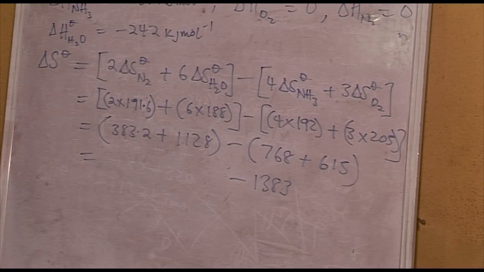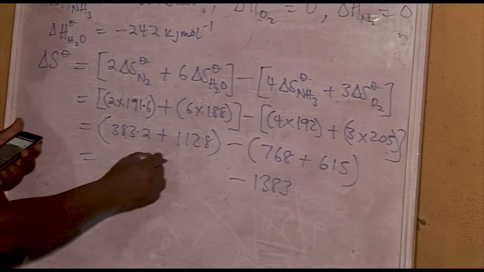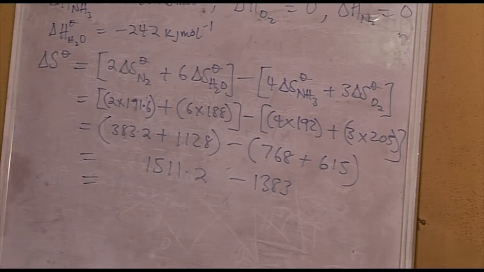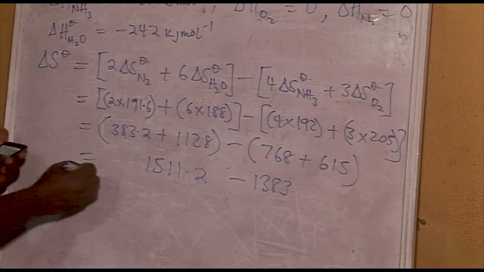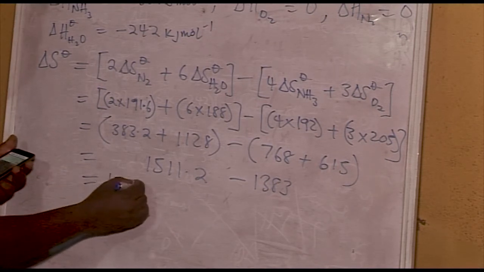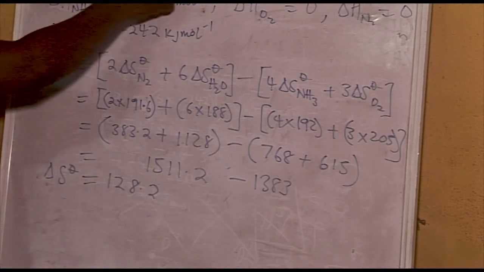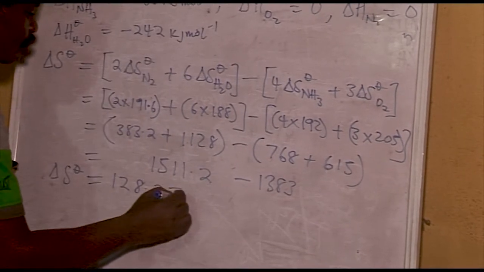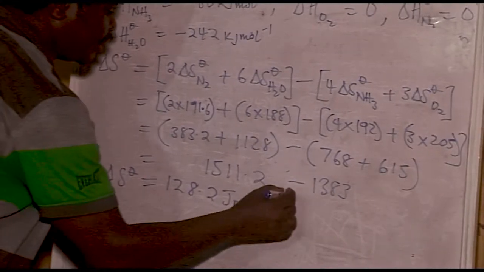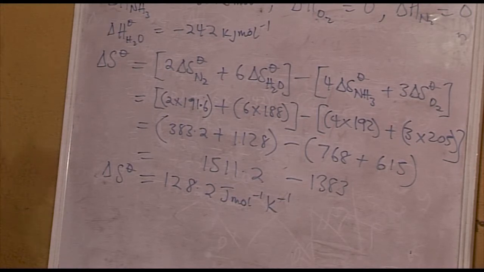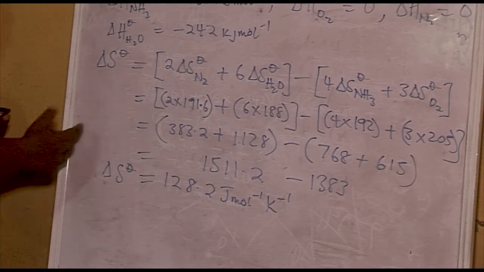Then 383.2 plus 1128, that's 1511.2. So if we subtract that, minus 1383, our final answer is 128.2. Don't forget, our entropy is in joule per mole per Kelvin.